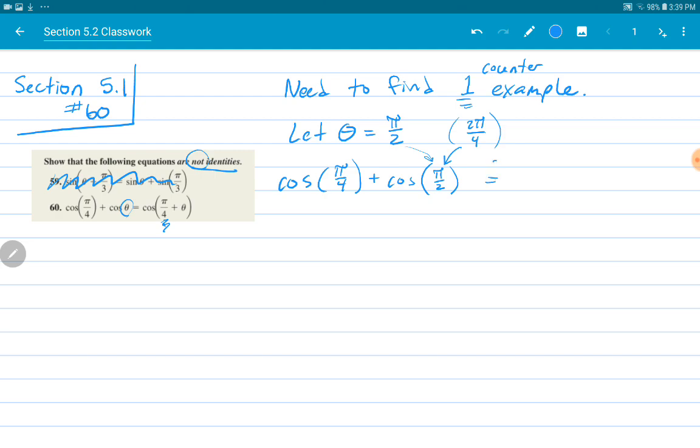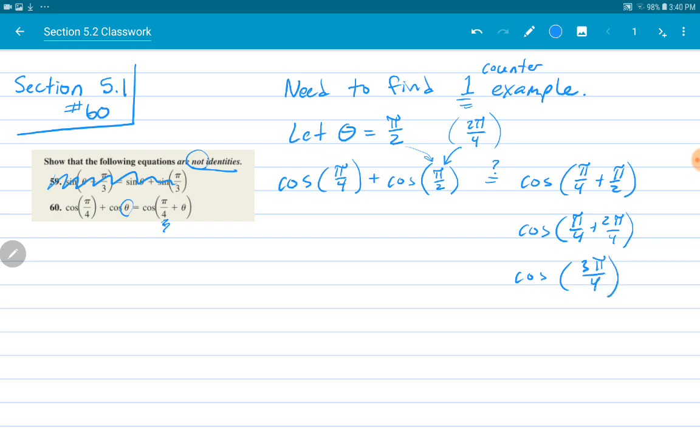I want it to be not equal to find that counterexample. So I add pi over 4 plus pi over 2. I noticed I used pi over 2, but really 2 pi over 4 would be easier to add. So on the right-hand side, I'm going to change that to get a common denominator, 2 pi over 4, which gives me cosine of 3 pi over 4.